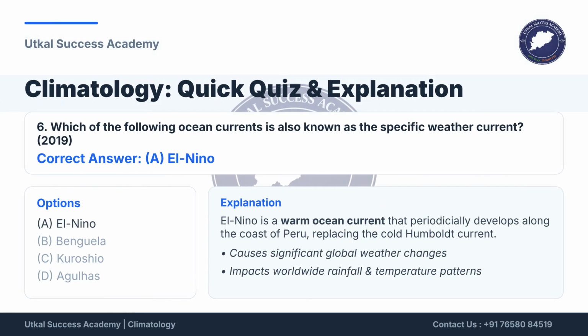In a 2019 question, we are asked which ocean current is known as the specific weather current. The correct answer is El Niño. El Niño is a warm ocean current developing off the coast of Peru that causes significant global weather changes, impacting rainfall and temperature patterns worldwide.